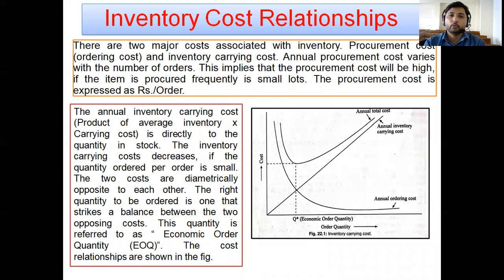Next point, you can write procurement cost, in bracket ordering cost, and inventory carrying cost. Full stop.